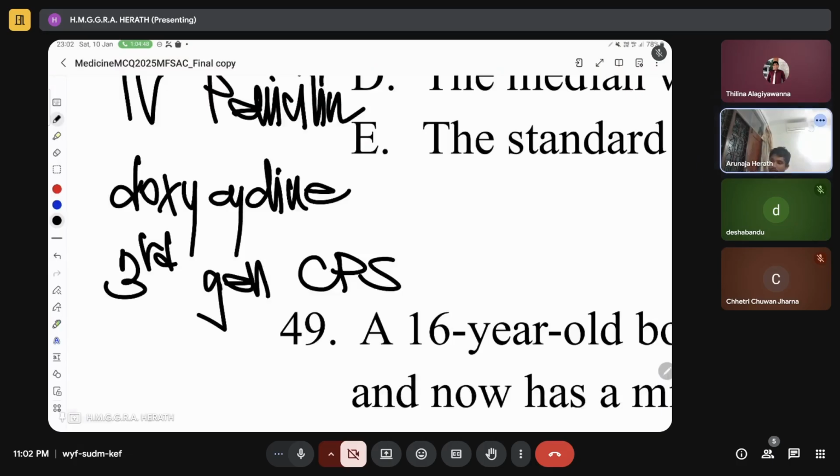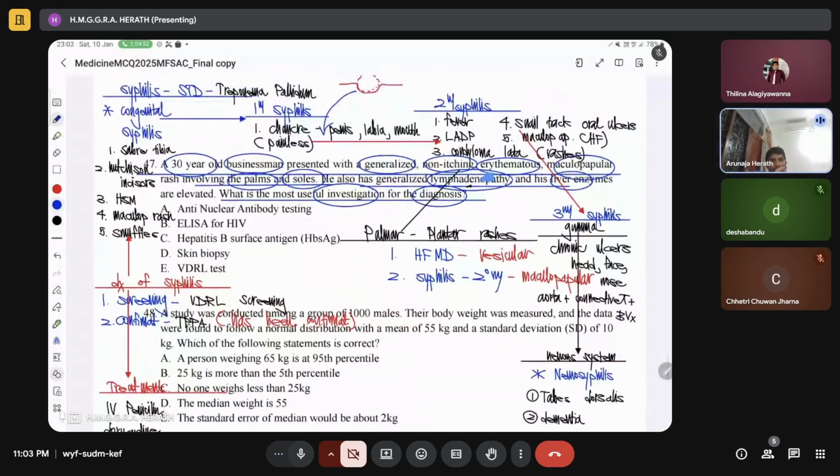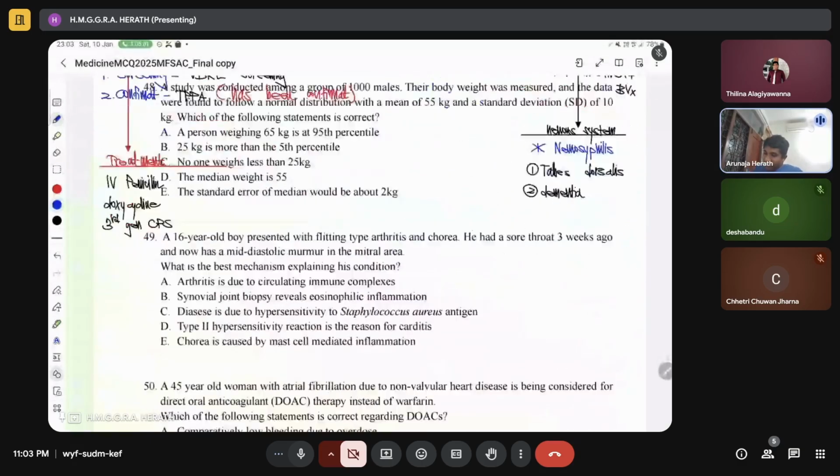Yes. Thank you. So now what is the investigation for diagnosis? Obviously VDRL. So we go to the next one. Next one, even I didn't know.